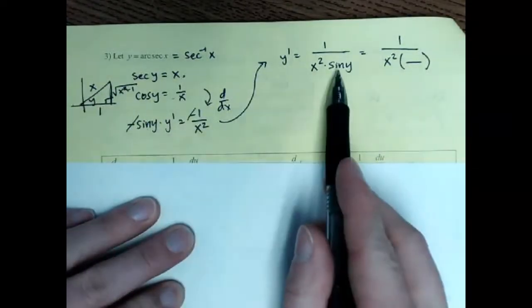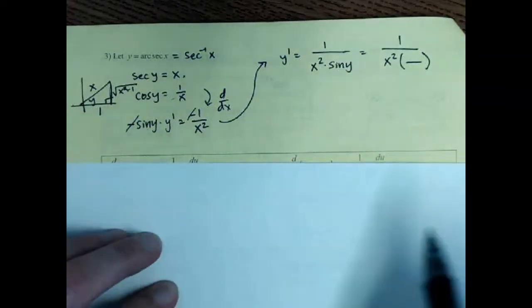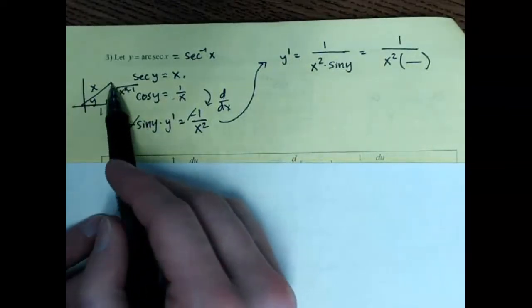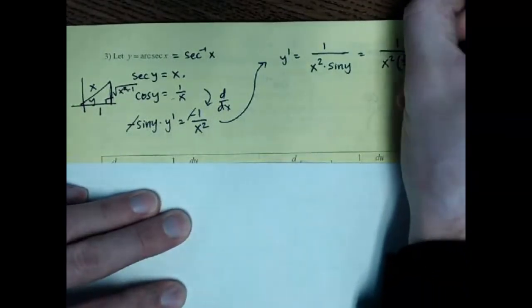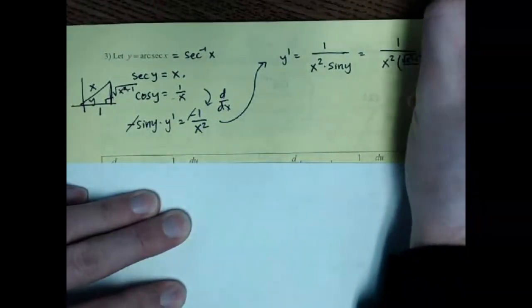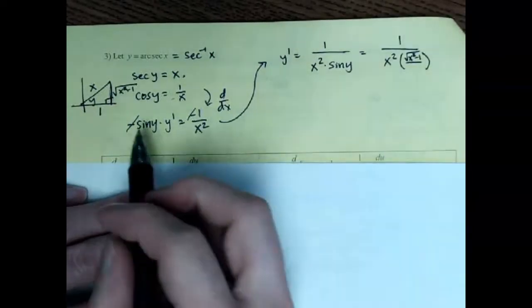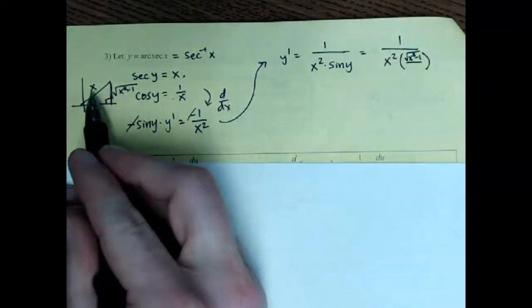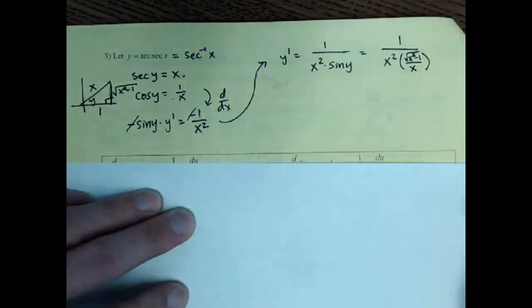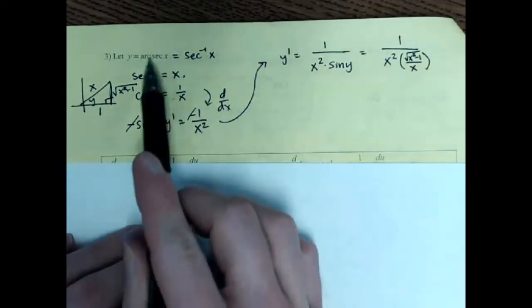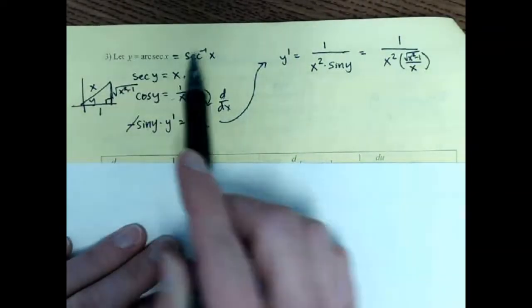Sine's opposite over hypotenuse, SOHCAHTOA. So the opposite side is the radical, the hypotenuse side is x. So we'll have the square root of x squared minus 1, sorry, it gets kind of small, the square root of x squared minus 1 over x. And then there you have it, right? If your original function is secant inverse, here's your derivative.